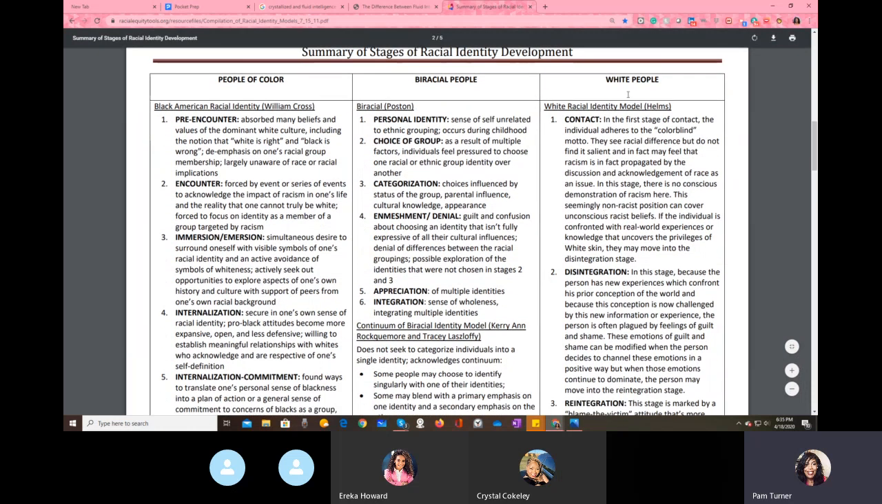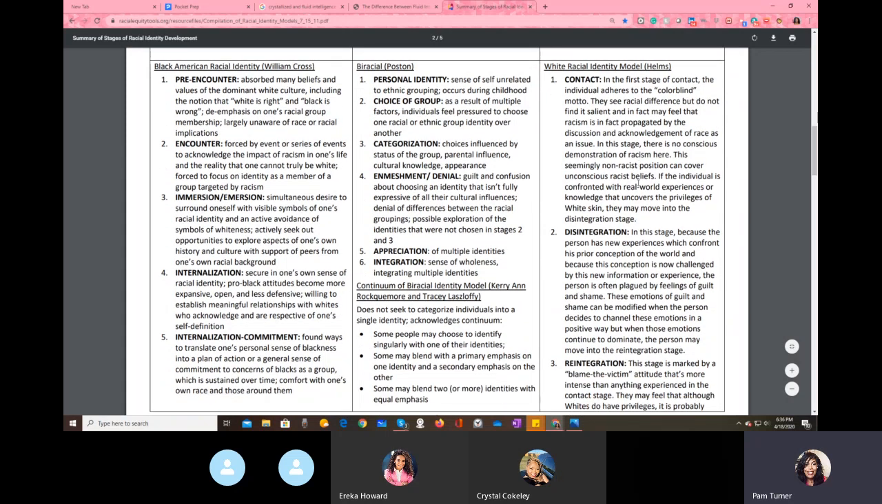So when it comes to white people, you'll see in the first stage they adhere to the colorblind motto. They appear to be non-racist. That's called contact with the white racial identity. In the Black culture, it's called pre-encounter. This is the majority, most often in this country at least, the majority are white people and the minority are Black people or even biracial people.